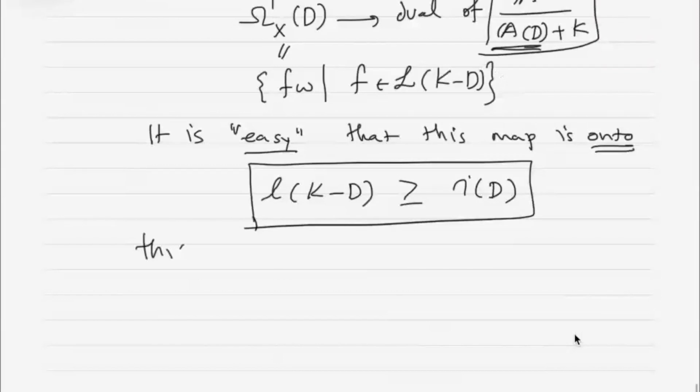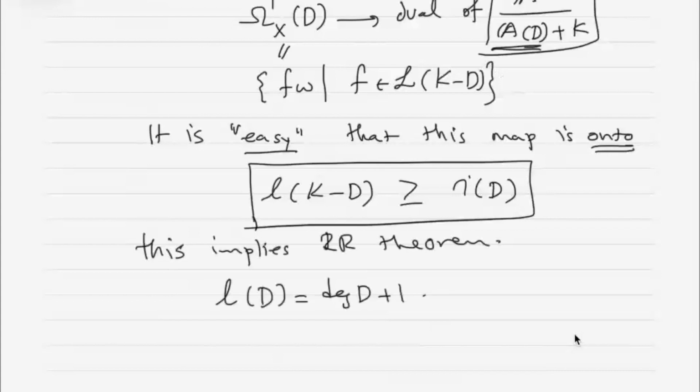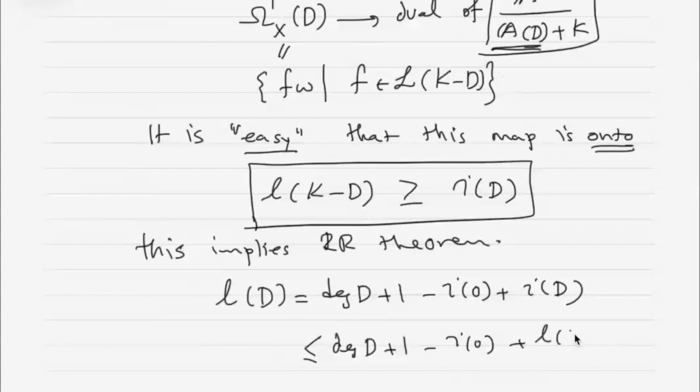the Riemann-Roch theorem. Now, let's see why. Well, what did Riemann prove? Riemann proved that L of D is degree of D plus 1 minus I of 0 plus I of D. And I of D is smaller than or equal to degree of D plus 1 minus I of 0 plus L of K minus D.